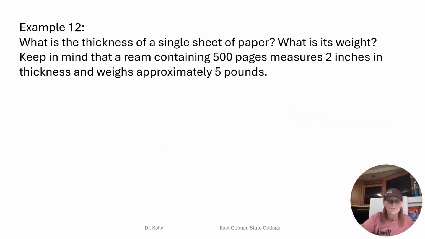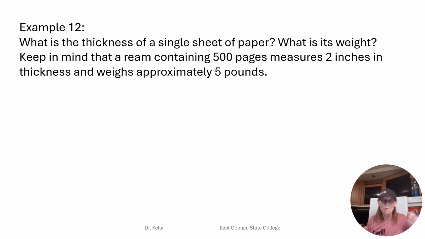Okay? Awesome. Okay, let's take a look at this problem. This example says, what is the thickness of a single sheet of paper? What is its weight? Keep in mind that a ream, which is a package of paper, it's called a ream, contains 500 pages and measures 2 inches in thickness. Okay? And it weighs approximately 5 pounds. So this is the information that we have.